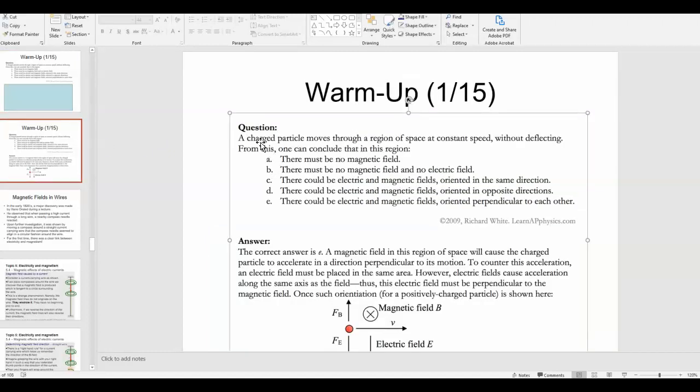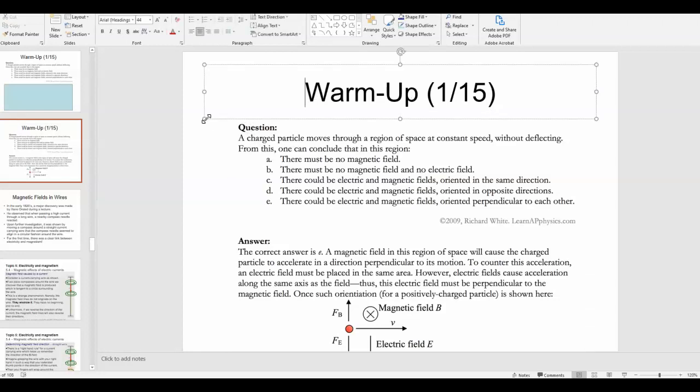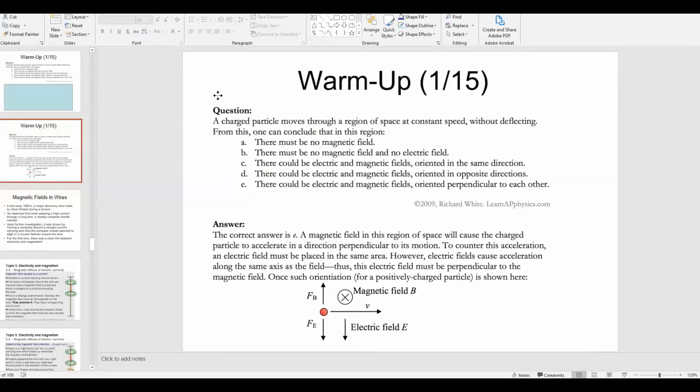Okay, so the correct answer to the question is E. And this is actually taken from an AP exam over 10 years ago, but it's a really good conceptual question. So let's take these answer choices one at a time. A says there must be no magnetic field. Now, that's not necessarily true.